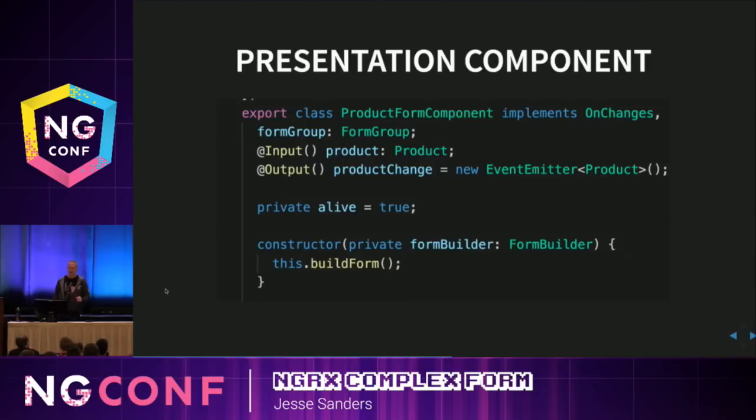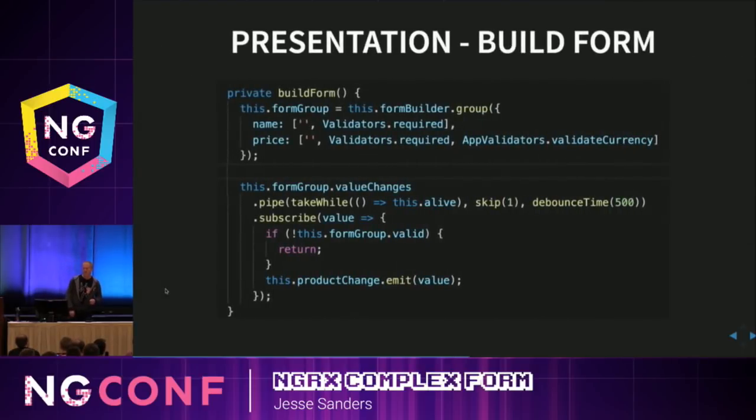I'm going to create a private local variable called alive so I can kill my subscription to my observable. We'll see here in a second. And the first thing I'm going to do on my constructor is I'm going to go ahead and build a form. So there's really two parts to building the form. The first part here is pretty standard. I'm going to use my form builder, and I'm going to create a group, and I'm going to create two different properties, one name, one price, both with a required validator, and then one with a validate currency validator.